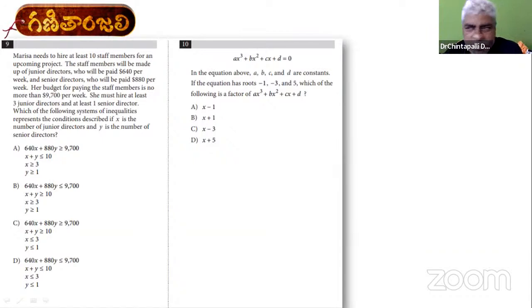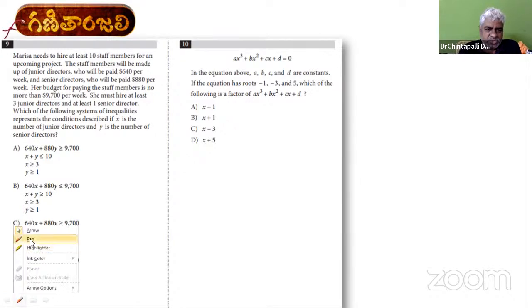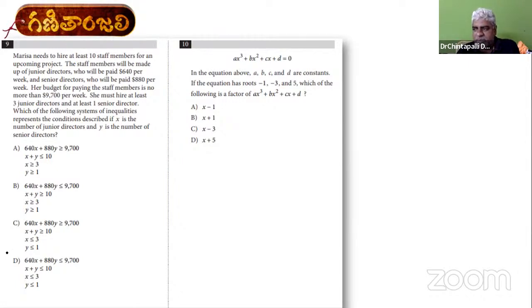Is question number 9 visible? Yes, sir. The question is lengthy. For this type of questions, we can read them. Question paper setters test our patience. To test our patience, this kind of questions are given.